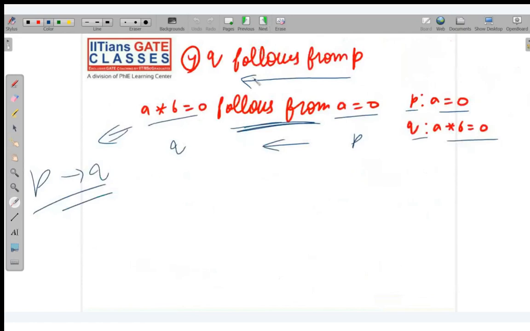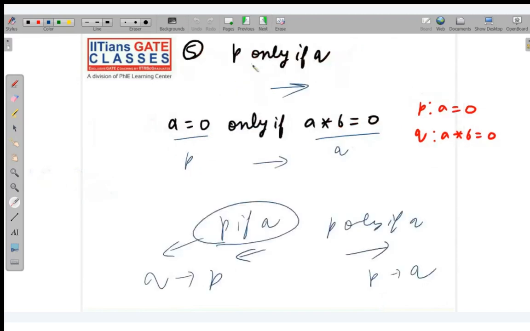So you can make many rules and regulations. Q follows from P, so you have to write like this. Q is following from P. So if P should be true, then Q should be true first.